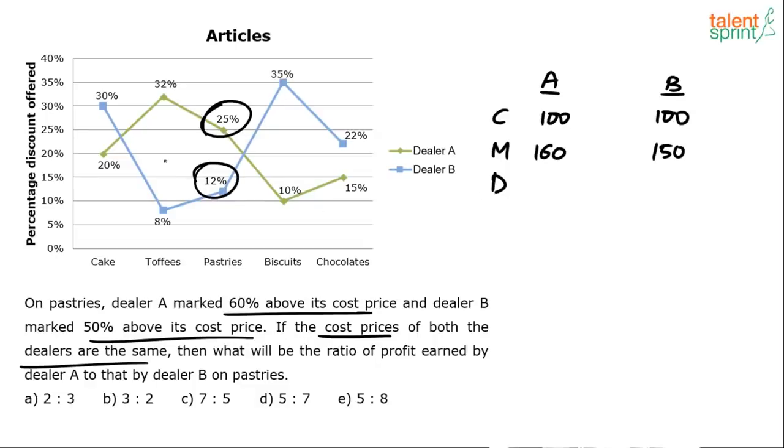Discount. How much is the discount? Dealer A gave 25% discount. Dealer B gave 12% discount. So find out the selling price. 25% discount here, so 75% is the selling price, which is 120.